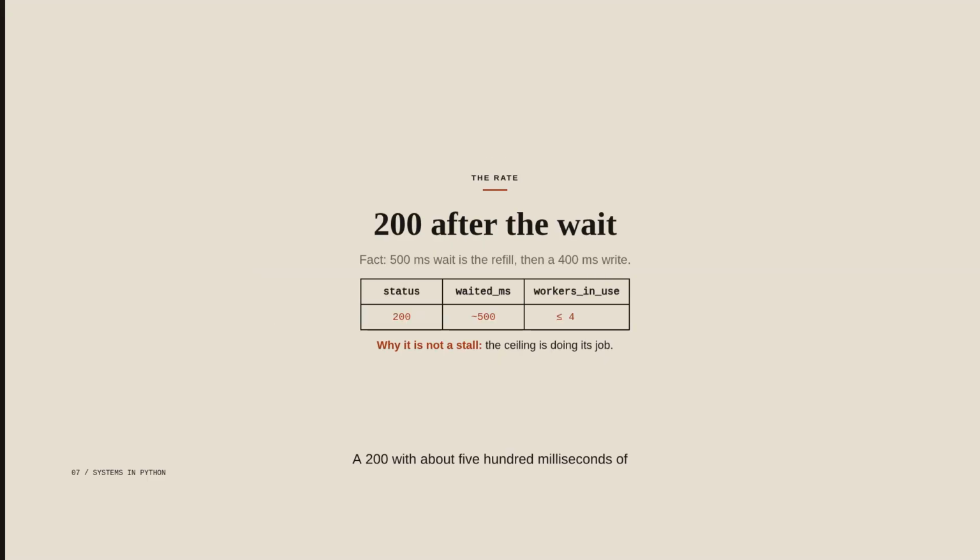A 200 with about 500 milliseconds of wait is the rate working. The request spent a token that had to refill. The write then held a worker for about 400 milliseconds. That row is success under the ceiling, not a stall.